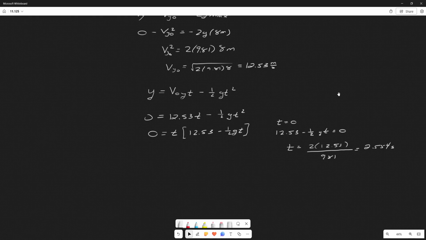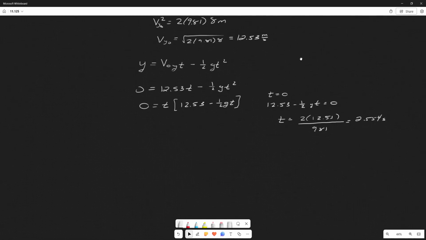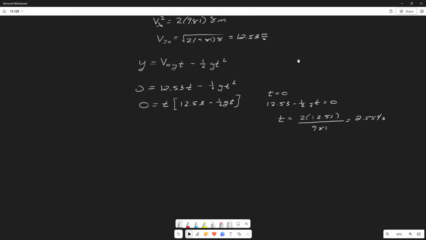Now we need to start to think about what the boat is doing while the ball is undergoing this motion. So, when the ball is thrown, the boy throws the ball with an initial speed that is strictly in the y direction.